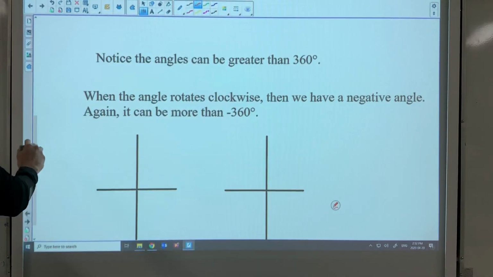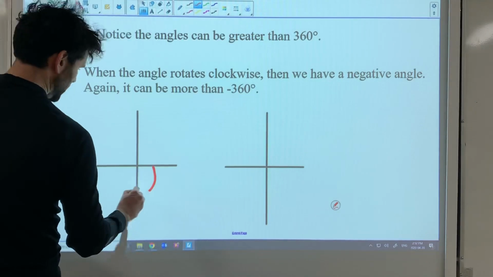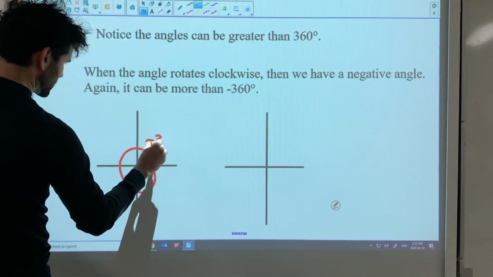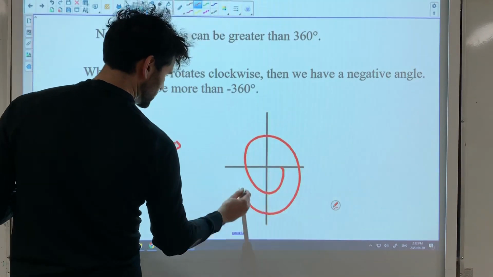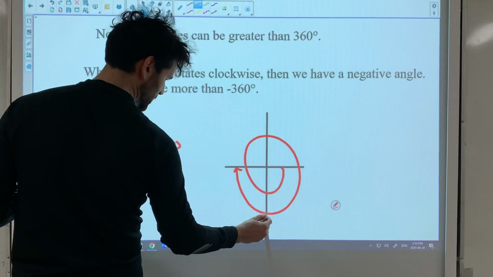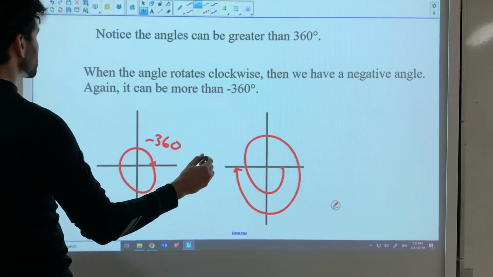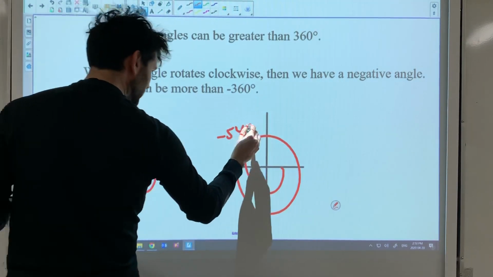Yep, so when an angle rotates clockwise, we have a negative angle. Again, it can be more than negative 360. So here would be negative 360 degrees. And again, I can rotate more. So that would be 360 degrees, an extra 180. So let's do some math. That would be negative 540 degrees on that one right there.